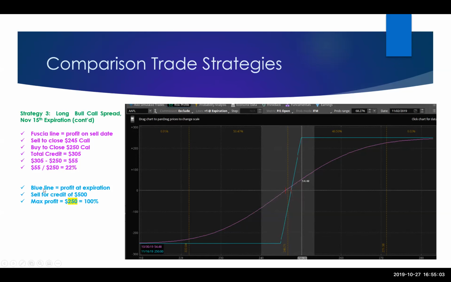The blue line shows me the profit at expiration at the same price. This is the price axis down here, and this is the profit axis up here. And so at $250 on expiration, you see where it shows you here, at expiration I will be at my max profit of $250 if Apple is at $250 on November 16th, on November 15th, really. This is the next morning when it all settles, but on November 16th. You with me?